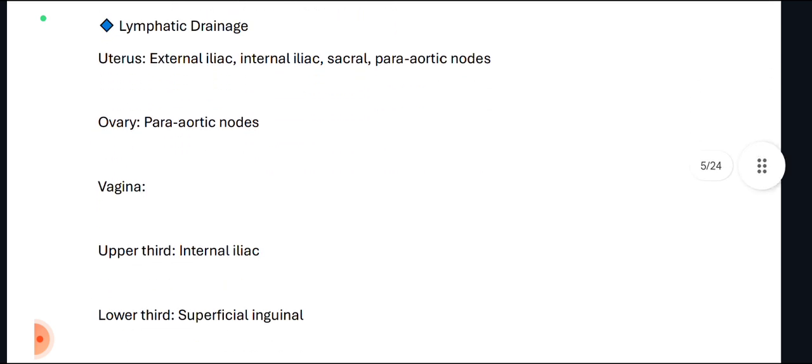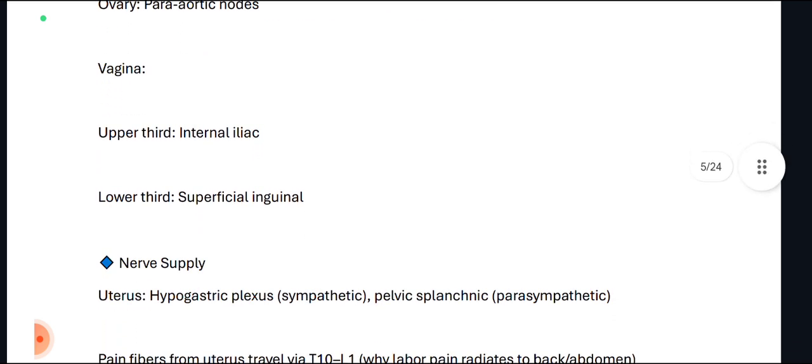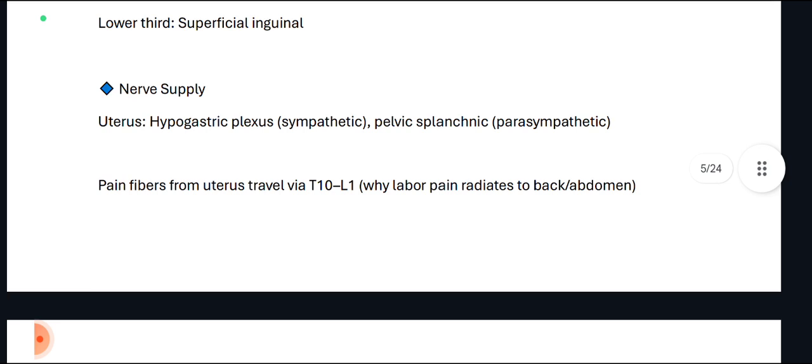Now the lymphatic drainage. Uterus is drained by external iliac, internal iliac, sacral and para-aortic lymph nodes. Ovary are drained by para-aortic lymph nodes. Vagina is drained in two parts. Upper third is drained by internal iliac lymph nodes, and lower third is drained by superficial inguinal lymph nodes.